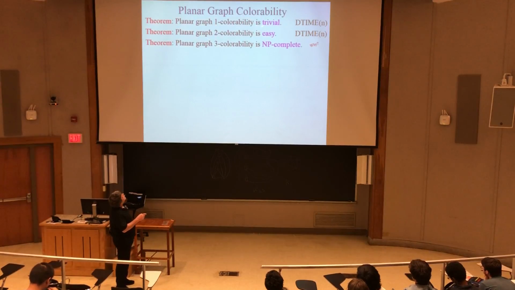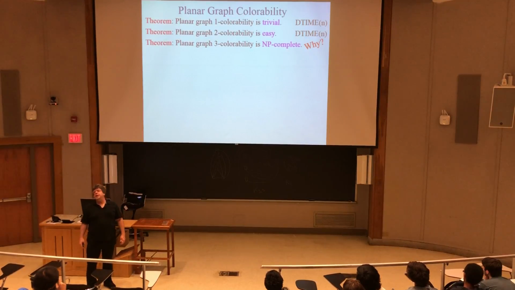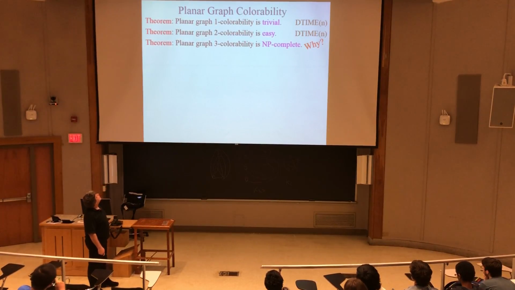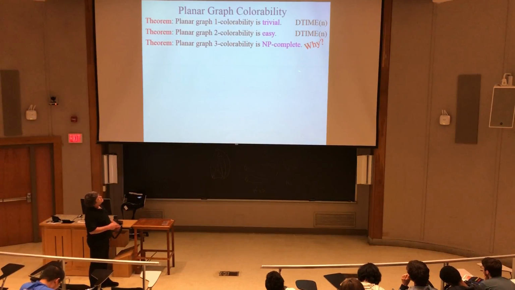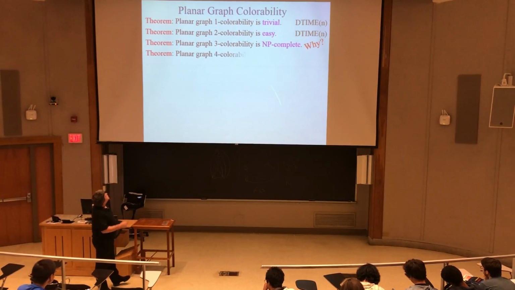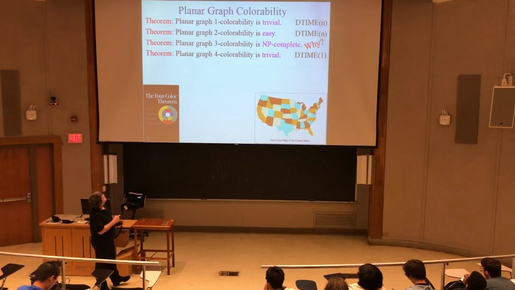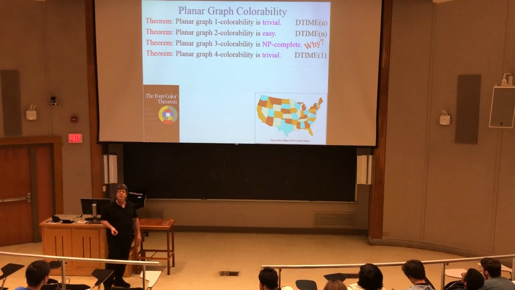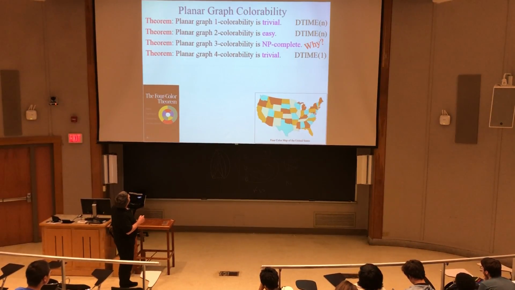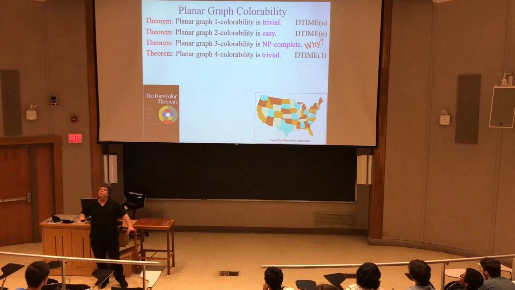So, planar one graph colorability is trivial. We already said, if there's any edges at all, it's more than one colorable. Two colorability is easy. Again, we mentioned you can do alternating colors from some starting point. Three colorability is NP-complete for graphs. So by the composition of planar graph and three colorability, that's what we just proved composing these two things. Four colorability turns out to be trivial again for planar graphs because every single planar graph is four colorable no matter what.